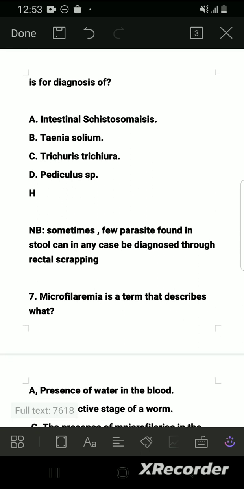So now coming to the Pediculus species. Pediculus species is actually a parasite on its own. It is a head louse. What I mean is, it's a parasite that lives in the hair. It's a hair parasite.